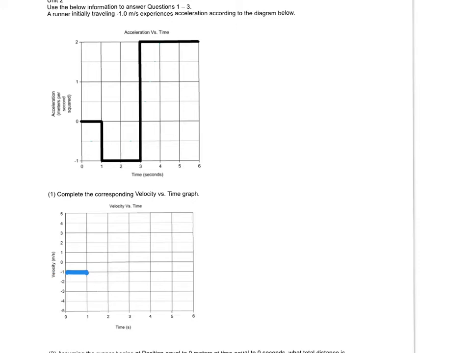Then we experience an acceleration of negative 1 meter per second squared, which means that our velocity changes in the negative direction. And then every second that goes by, we have a slope of essentially negative 1. It's kind of not a good line. Let me try to straighten that line out a little bit. There we go.